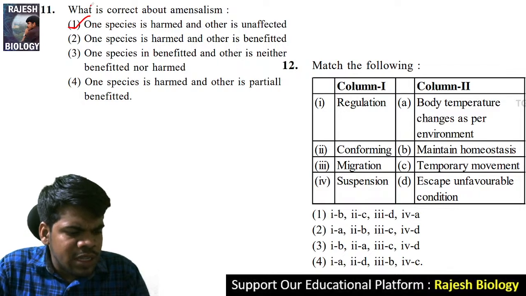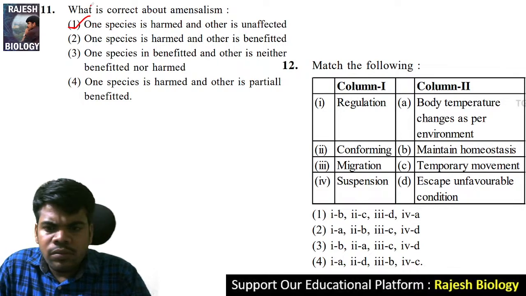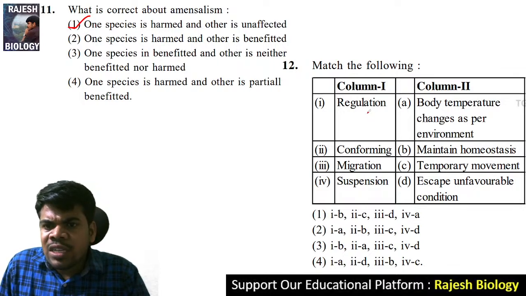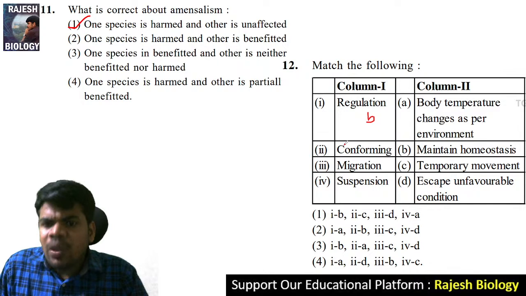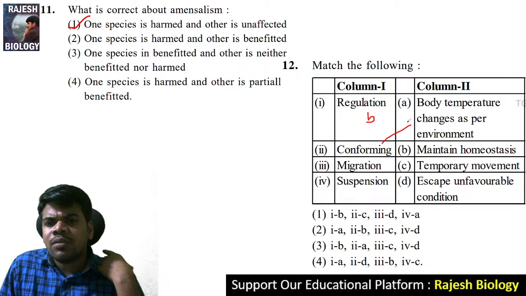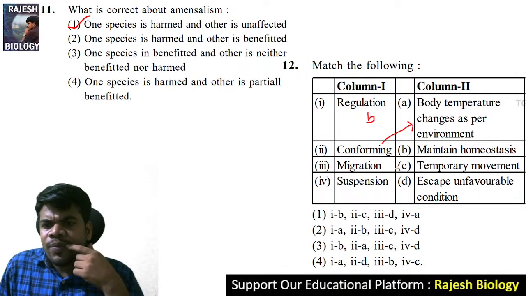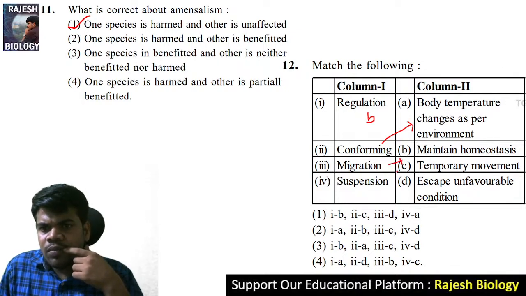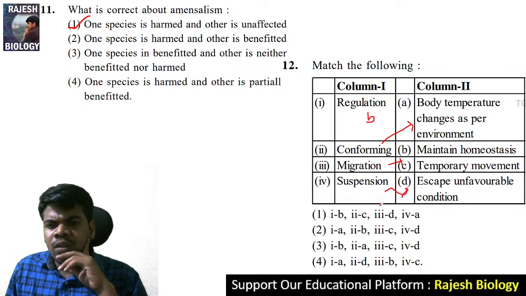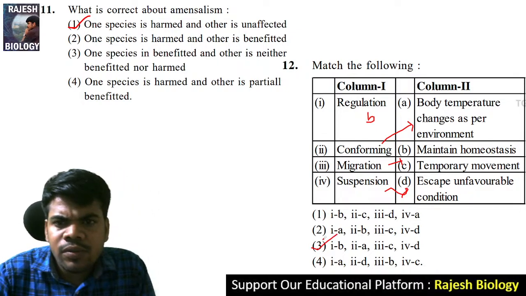Yeah, Unbeatable Instant says 12th, 1B. Okay. 2C, regulation, maintain homeostasis, correct. Conforming: body temperature changes as per the environment. Migration is a temporary movement. Suspension: escape unfavorable conditions. That is called suspension. So the right answer is 3. 12-3. Yeah, Gnaneshwari and Chinnu, perfect.